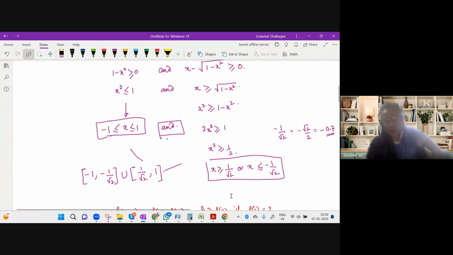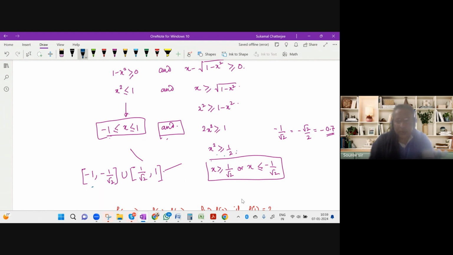Oh, very good. Yes, when I'm combining these two, I have to be careful. If I put -1, then it becomes -1. Yes. So -1 here, x square greater than equal to this. So less than equal to minus 1.